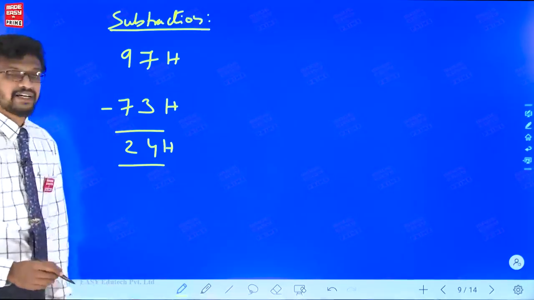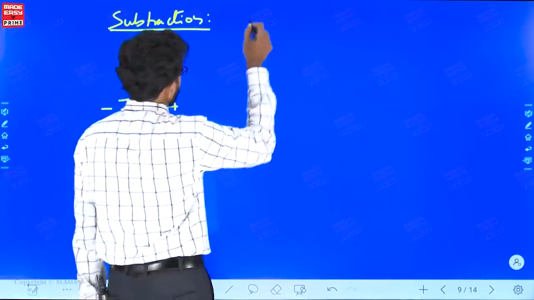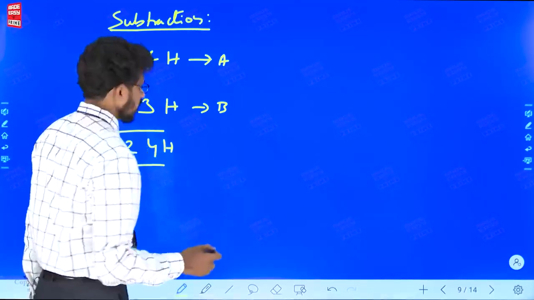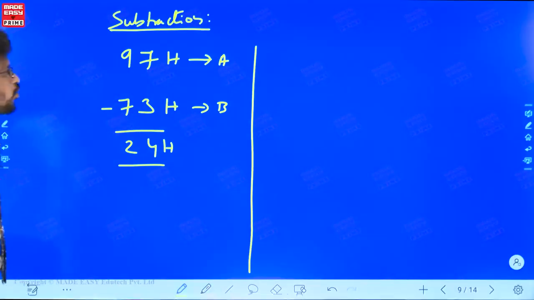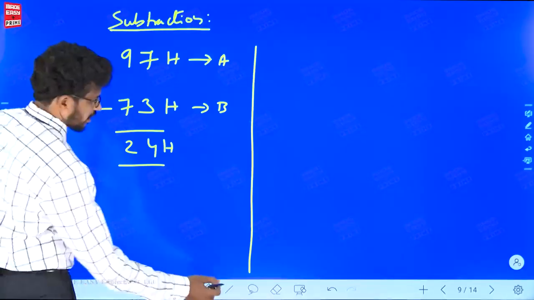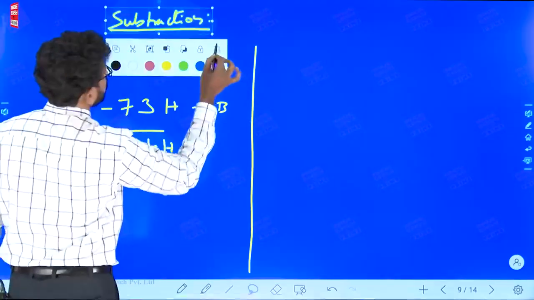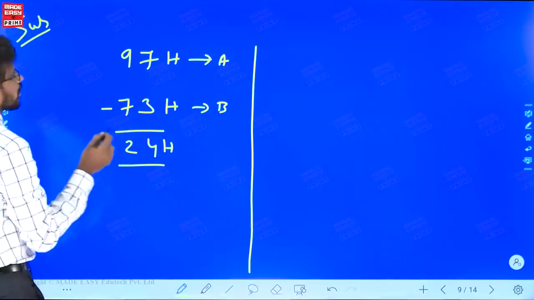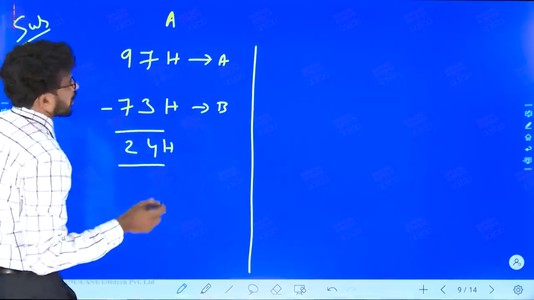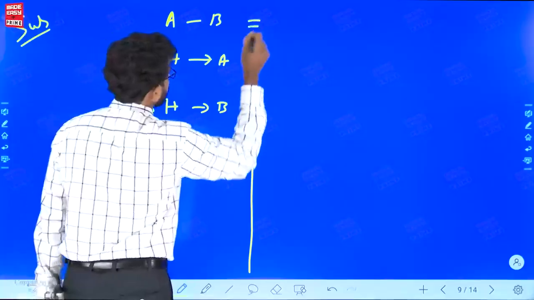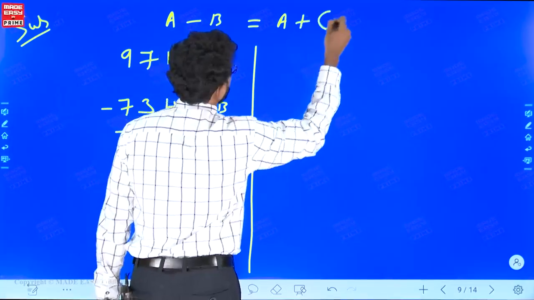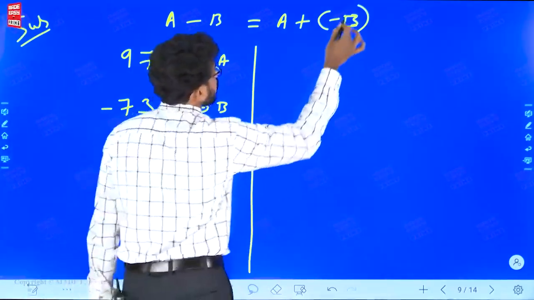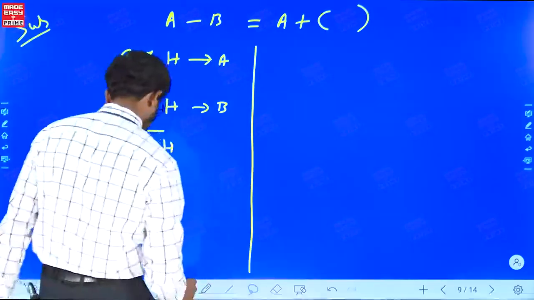But how is the subtraction done in the computer? I am taking two variables A and B. So subtraction can be done in two ways. Let me write like this so that you can understand easily. Subtraction is done in the computer in a different way. I am taking A and B. A minus B is written as A plus of minus B. So you observe how to do this: A plus of minus B.